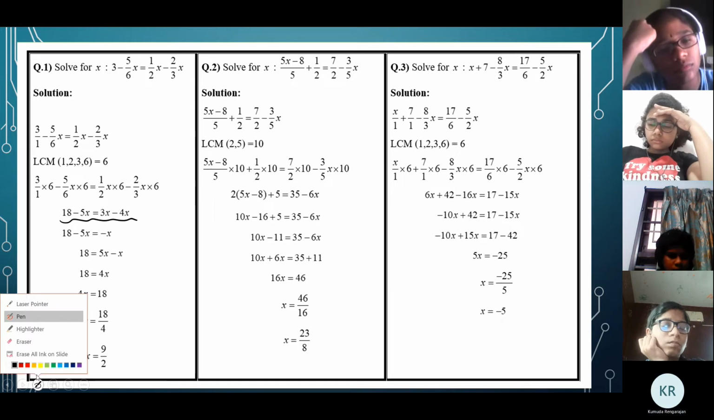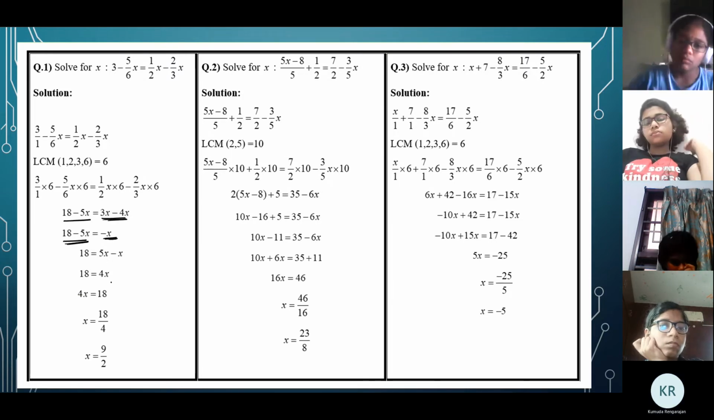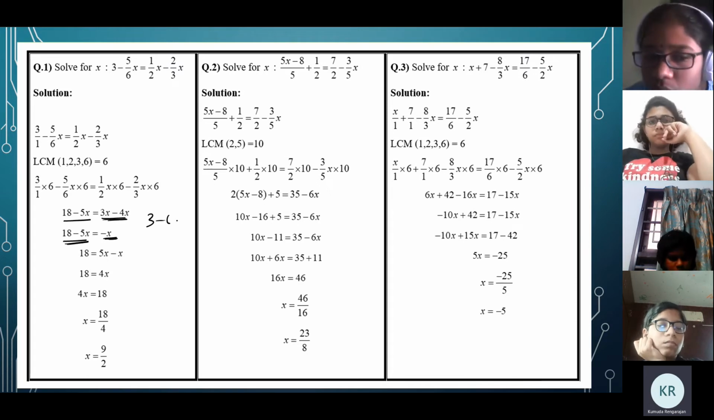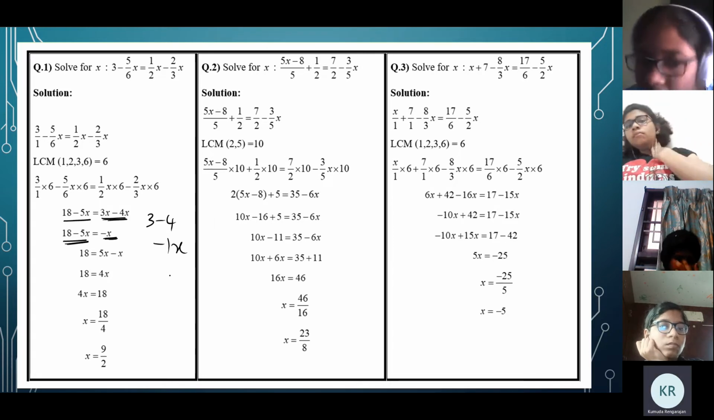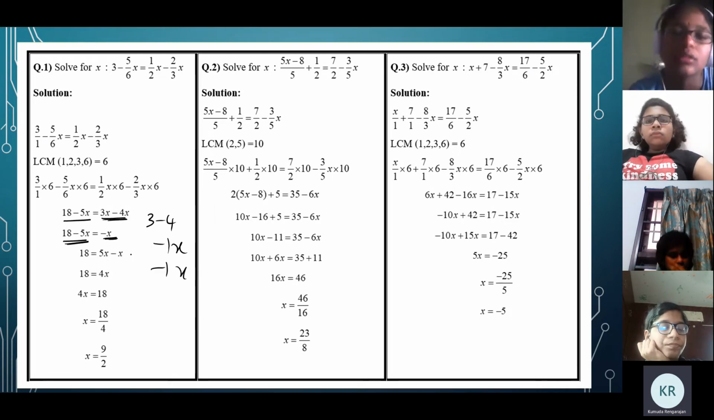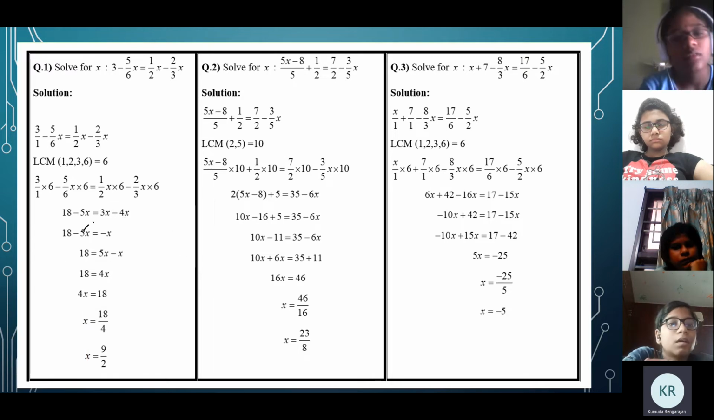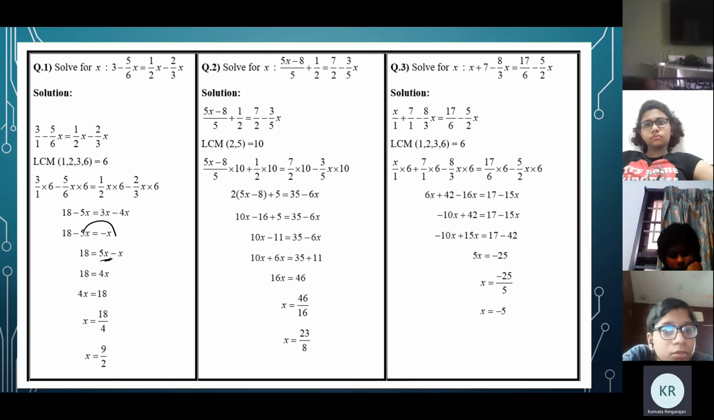So now 18 minus 5x, you can see it here, 18 minus 5x. 3x minus 4x is minus x. That means 3 minus 4, which is minus 1. Minus 1x, or minus x. Now transpose minus 5x. Transpose minus 5x, so it becomes plus 5x.